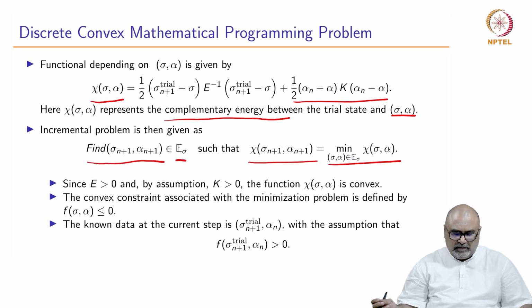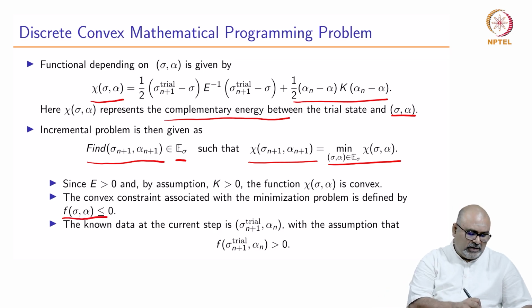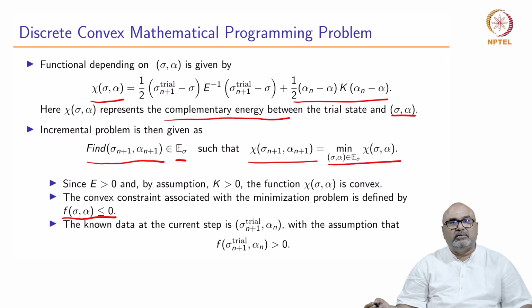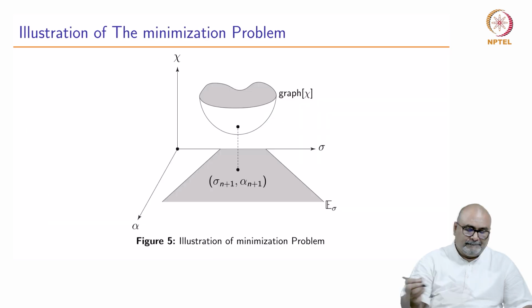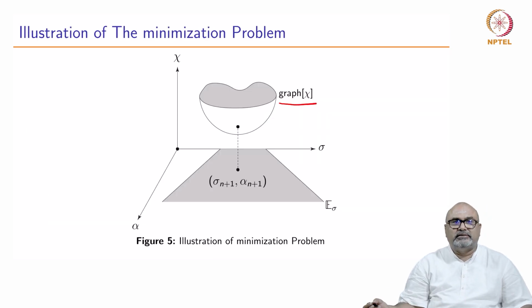So, the convex constraint associated with the minimization problem is defined as f of sigma comma alpha must be less than or equal to 0. The known data in the current step is sigma n plus 1 trial comma alpha n, with the assumption that f of sigma n plus 1 trial comma alpha n must be greater than 0. Essentially, this is the functional chi, which is the complementary energy functional.